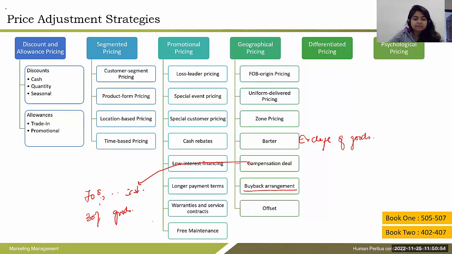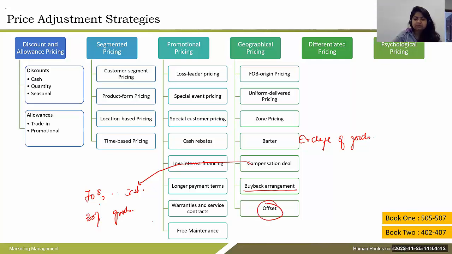Buyback agreement. The seller is selling you the plant, equipment, technology in another country. And I'm agreeing that whatever you're making out of those, whatever products you're making, I'm going to buy them, as partial payment.